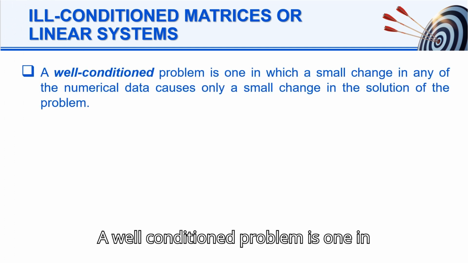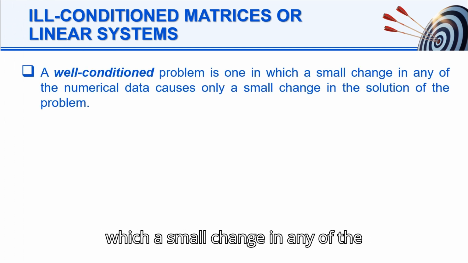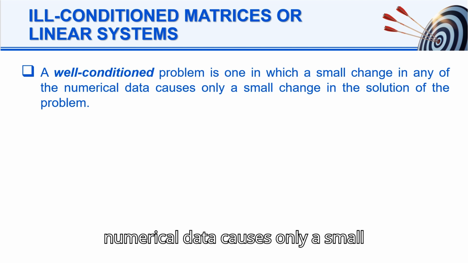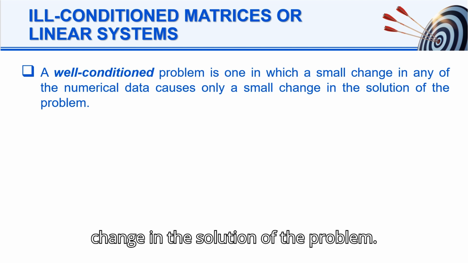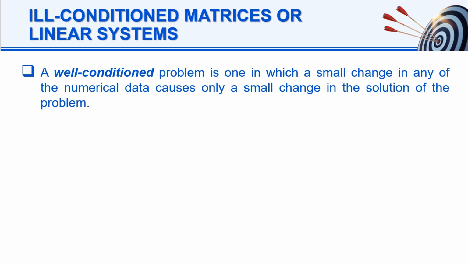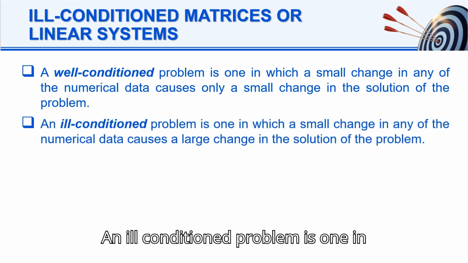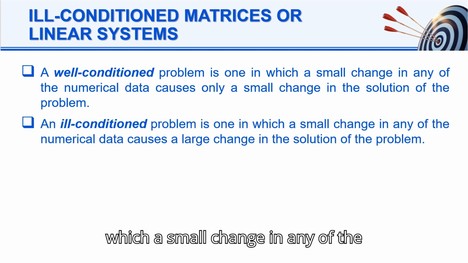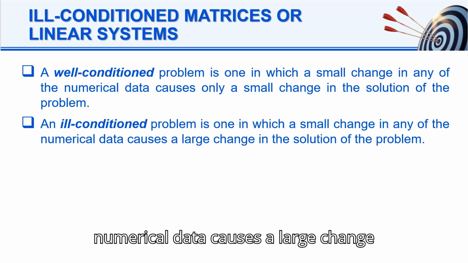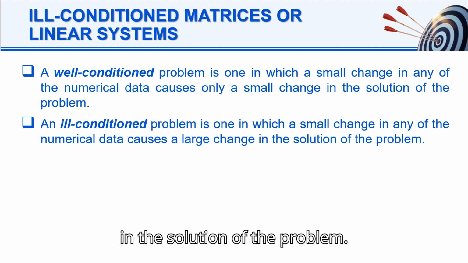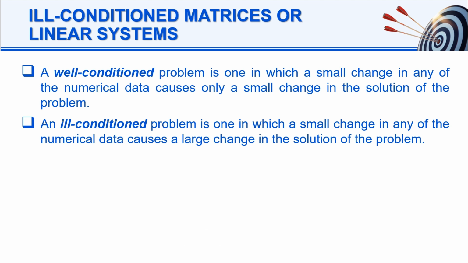A well-conditioned problem is one in which a small change in any of the numerical data causes only a small change in the solution of the problem. An ill-conditioned problem is one in which a small change in any of the numerical data causes a large change in the solution of the problem.